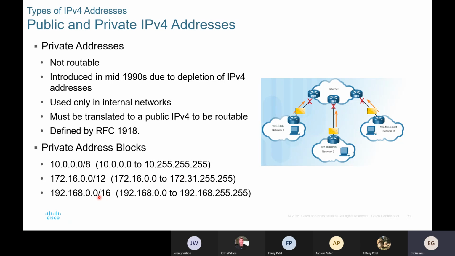And there is a third block, which is this one, 192.168.0.0/16, which includes all the IP addresses in this range, 192.168.0.0 up to 192.168.255.255. Those are also private IP addresses. So there is an international organization that is called the Internet Engineering Task Force, IETF.